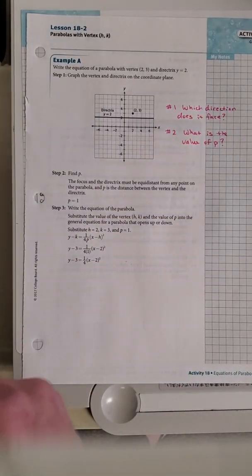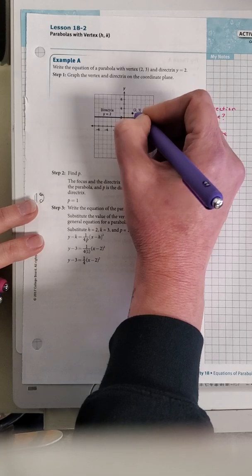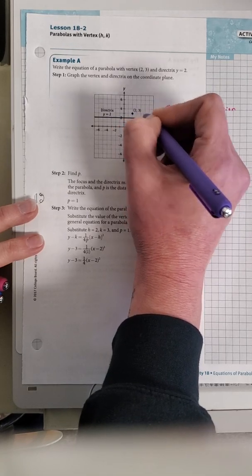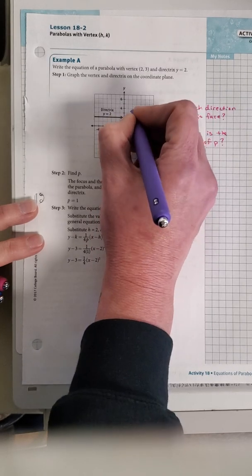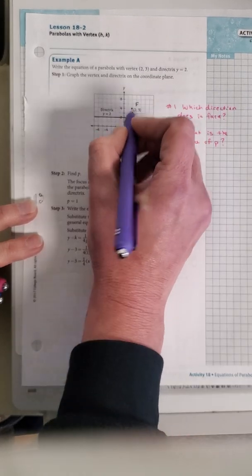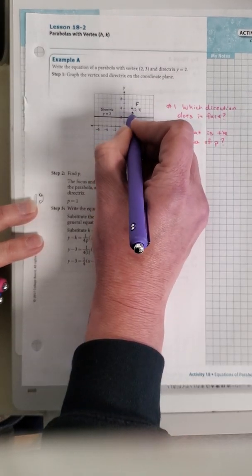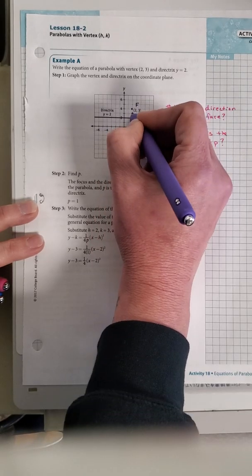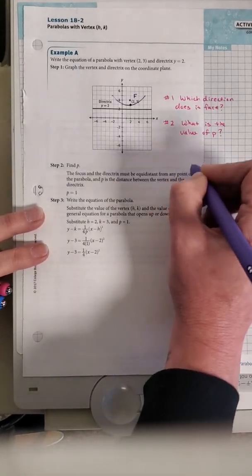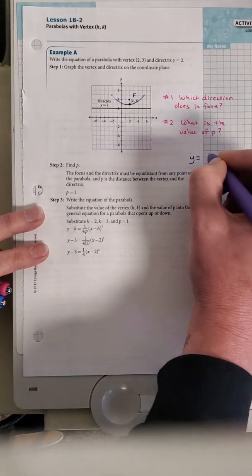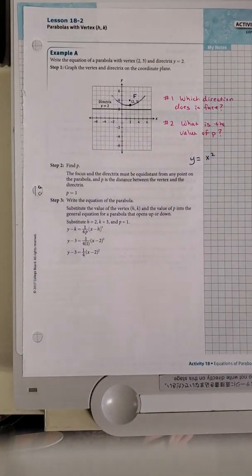Okay, so they have already sketched it for us. I can see that this is an upward facing parabola because if the directrix is right here, then the focus will be right here, right? This will be 1 unit away downward. Well, then the focus is 1 unit upward. So this graph is opening upward, which means we have a y equals x squared graph.